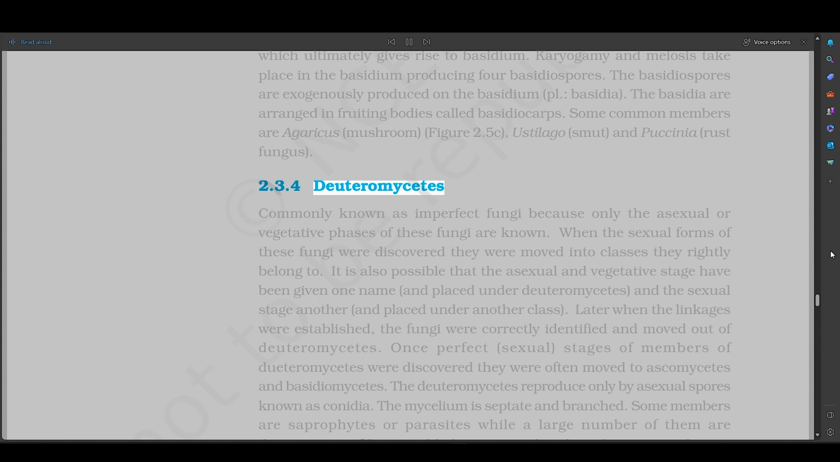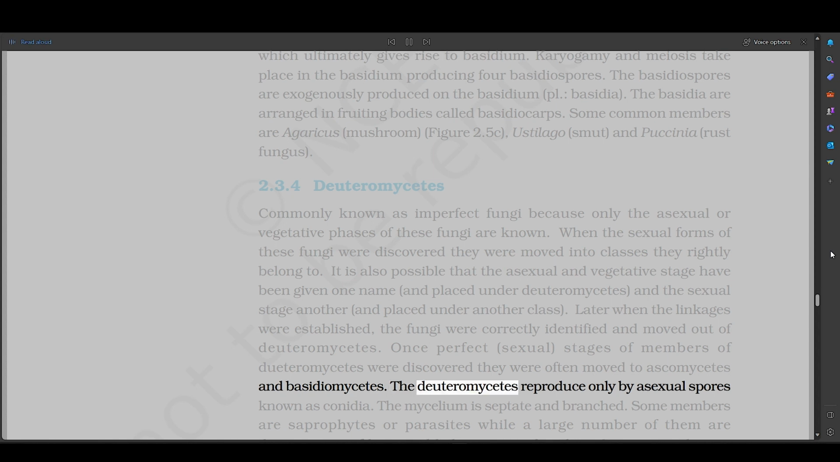2.3.4 Deuteromycetes. Commonly known as imperfect fungi because only the asexual or vegetative phases of these fungi are known. When the sexual forms of these fungi were discovered, they were moved into classes they rightly belong to. It is also possible that the asexual and vegetative stage have been given one name and placed under Deuteromycetes, and the sexual stage another and placed under another class. Later, when the linkages were established, the fungi were correctly identified and moved out of Deuteromycetes. Once perfect, sexual, stages of members of Deuteromycetes were discovered, they were often moved to Ascomycetes and Basidiomycetes.